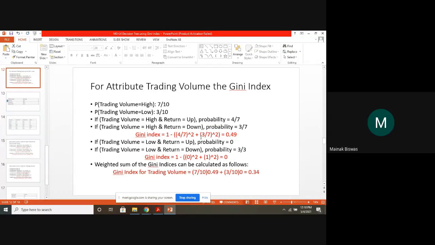So, any more questions? The decision tree we have found out using both principles, that is the information entropy measure as well as the Gini index. So I have given you the assignment, you can complete it by today.